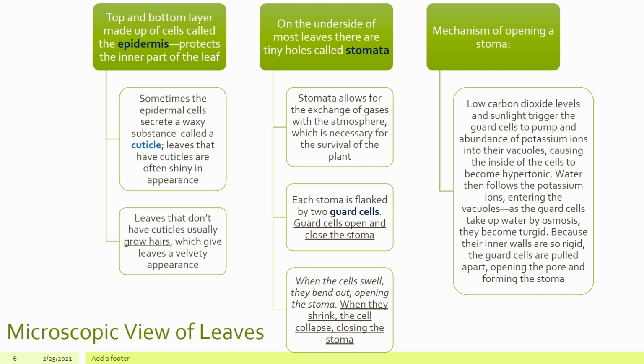Low carbon dioxide levels and sunlight trigger the guard cells to pump an abundance of potassium ions into their vacuoles, causing the inside of the cells to become hypertonic. Water follows the potassium ions, and that's going to cause water to enter the vacuoles of these cells as well. And therefore, they're taking up water by osmosis, and they are swelling up and becoming turgid. That makes their inner walls rigid, and they are pulled apart, and this would open the pore, or the stoma.